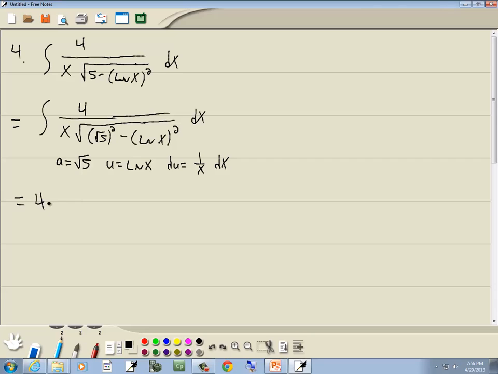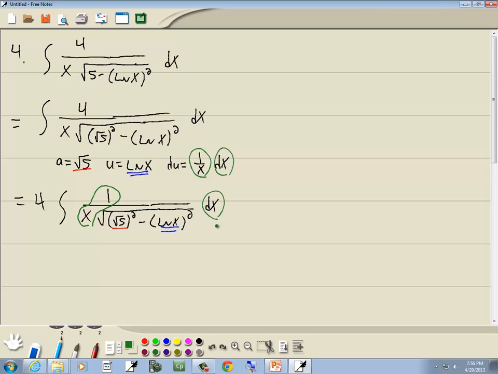And this becomes 1 over x square root of the square root of 5 squared minus natural log of x squared dx. Okay, so let's see what's accounted for. Square root of 5, square root of 5. Natural log of x, natural log of x. 1 over x, 1 over x. dx, dx. So everything's accounted for. So we can go ahead and do our substitution.